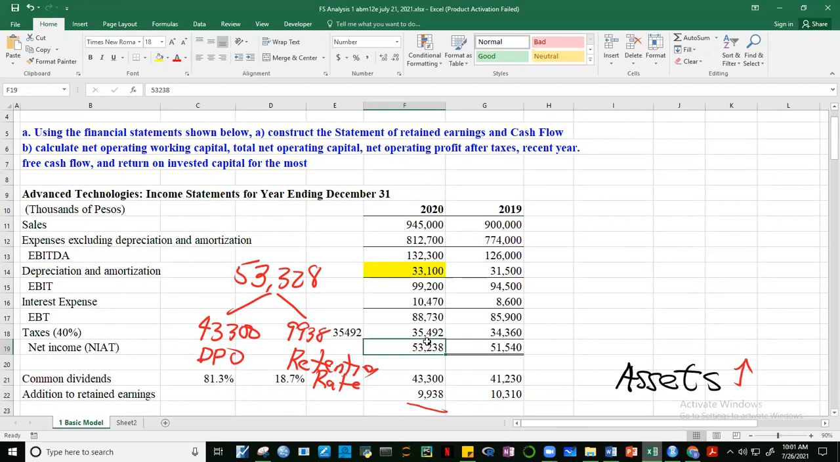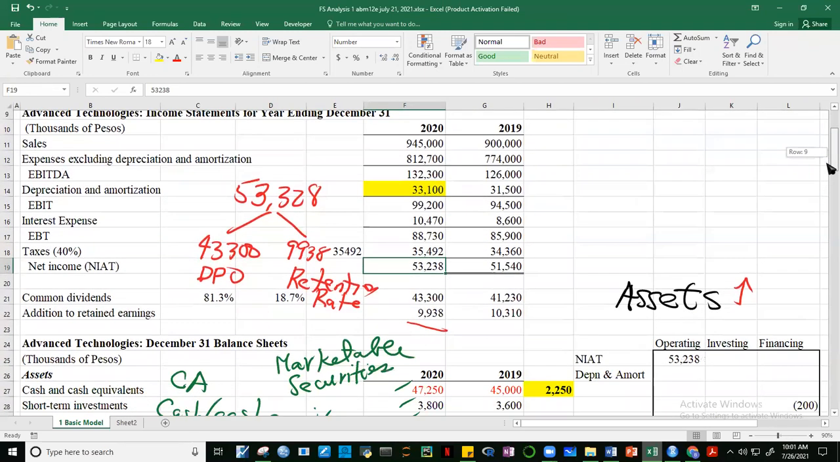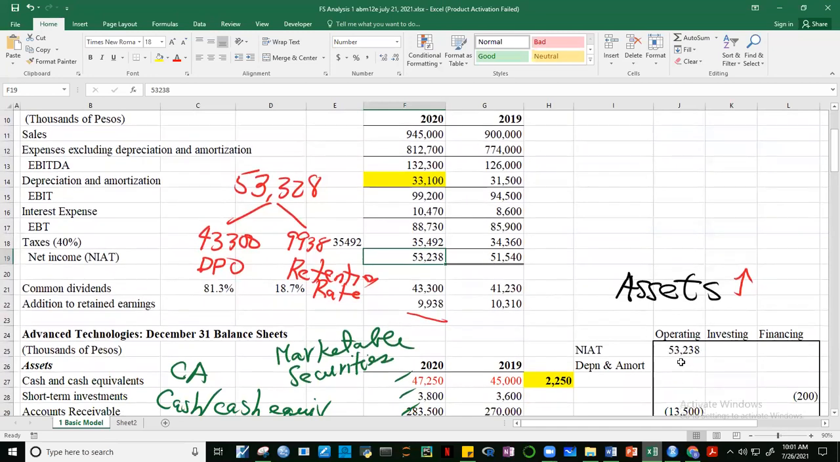So far, yung depreciation at amortization pa lang po. Ano ginawa natin sa depreciation? Minus natin, o sinubtract natin to arrive at your net income after tax? We subtracted po. So how do we adjust now the net income after tax? We add back, okay? So ilalagay natin dito.